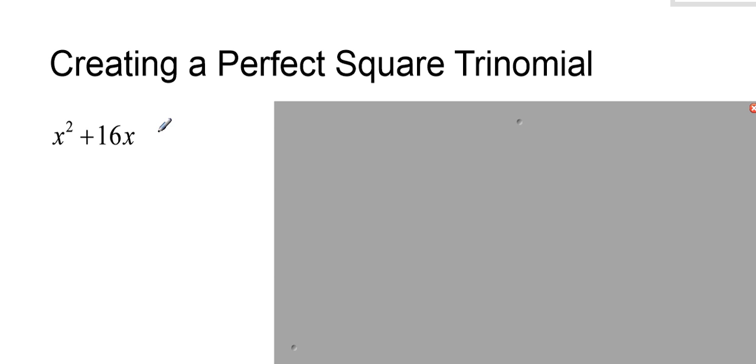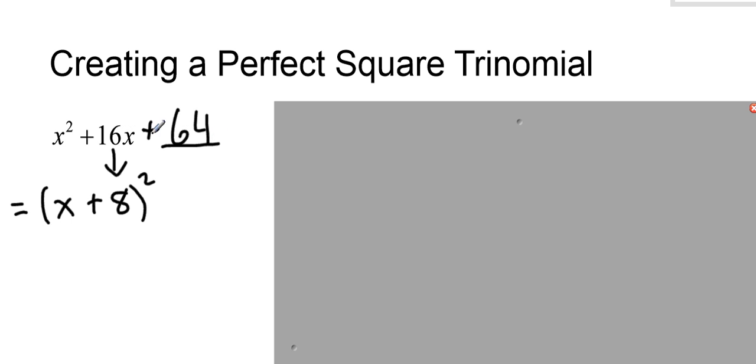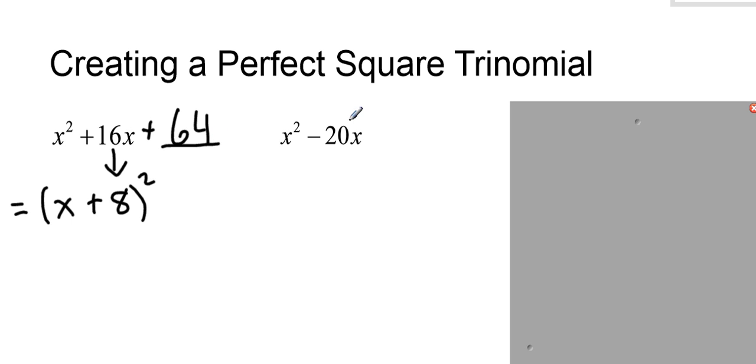So let's do some more examples. What number do I have to put here? And it's always going to be positive because no matter what, it's a perfect square. So again, I'm going to create that number by thinking about factoring. Half of 16 is 8. 8 squared is 64. Perfect square trinomial, binomial squared. Here's another example. So again, we're going to create the perfect square trinomial by factoring. Half of negative 20, negative 10 squared. There's my perfect square trinomial.